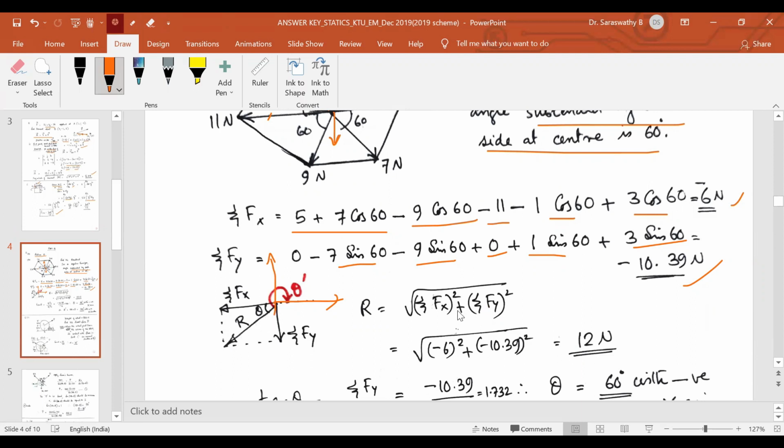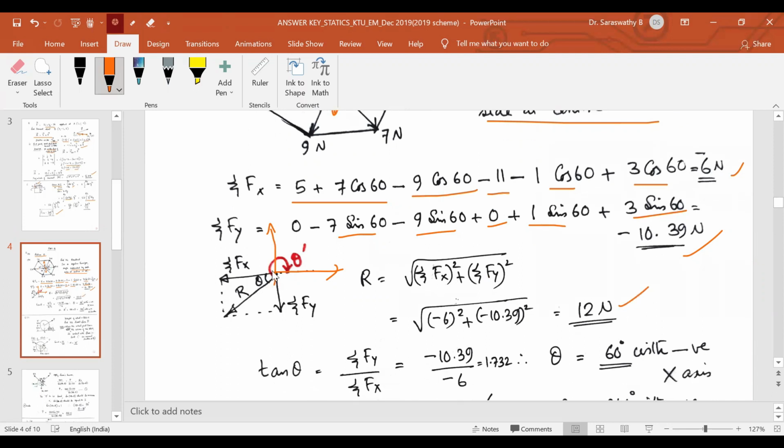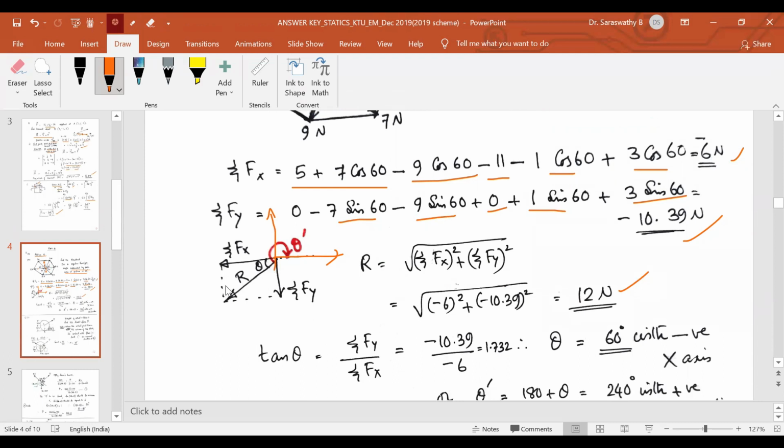The magnitude is square root of fx square plus fy square. Angle with horizontal, I mark it as theta. Tan theta equals fy by fx. So I'll get 1.732, or theta equals 60 degree. So the 60 degrees is with negative x-axis. It should be clearly mentioned. 12 Newton at 60 degrees with negative x-axis.